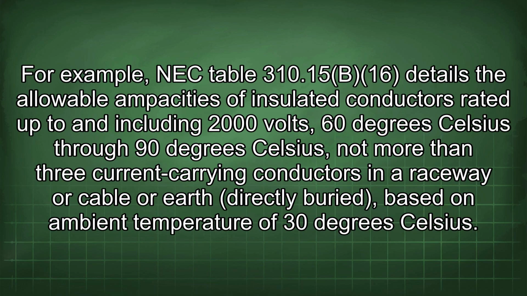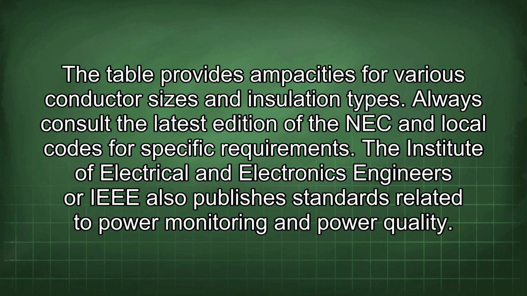For example, NEC Table 310.15(B)(16) details the allowable ampacities of insulated conductors rated up to and including 2000 volts, 60 degrees Celsius through 90 degrees Celsius, not more than 3 current carrying conductors in a raceway or cable or earth directly buried, based on ambient temperature of 30 degrees Celsius. The table provides ampacities for various conductor sizes and insulation types. Always consult the latest edition of the NEC and local codes for specific requirements.